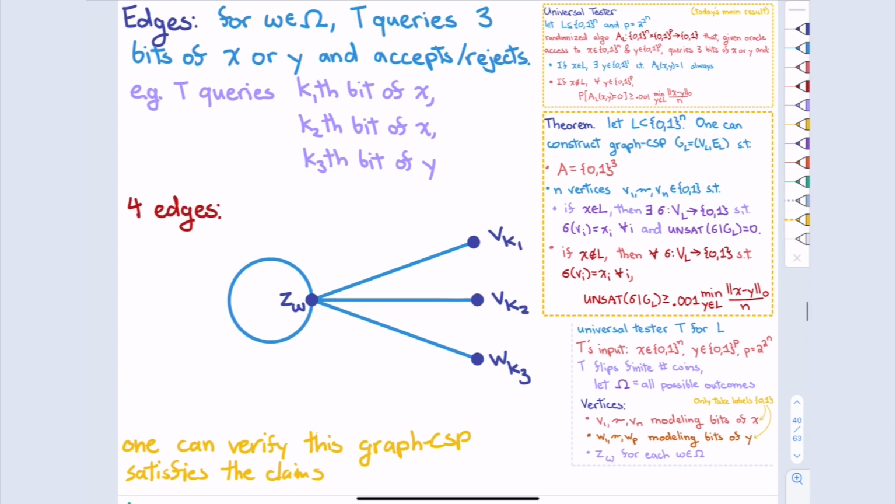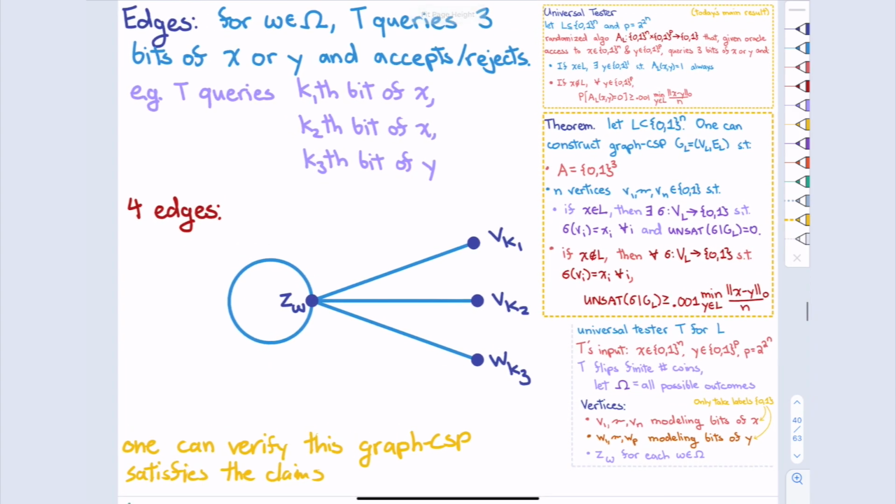Here are now the edges. Again, the goal is to simulate what the tester does. For every fixed outcome of coins, we're going to create 4 edges, and I'm just describing the 4 for one of these outcomes. It's going to query 3 bits of x or y, and accept or reject x. Just for concreteness, let's say it does the k1th bit of x, then the k2th bit of x, and the k3th bit of y. The first one could have been from y or from x; I'm just choosing arbitrarily.